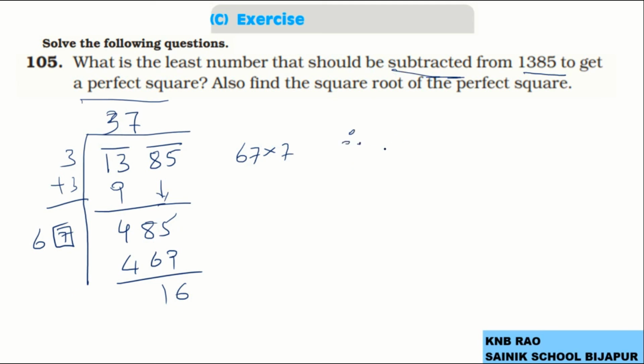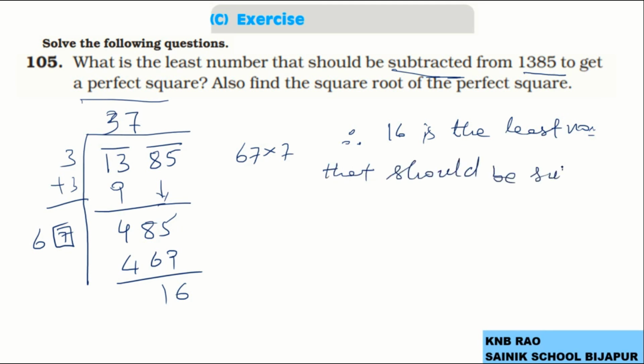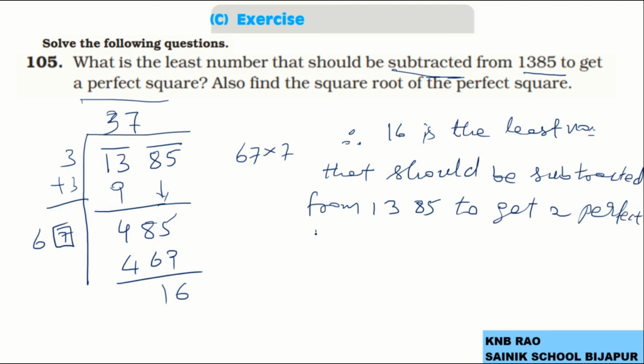I'll write the conclusion. Therefore, 16 is the least number that should be subtracted from 1385 to get a perfect square. That's it.